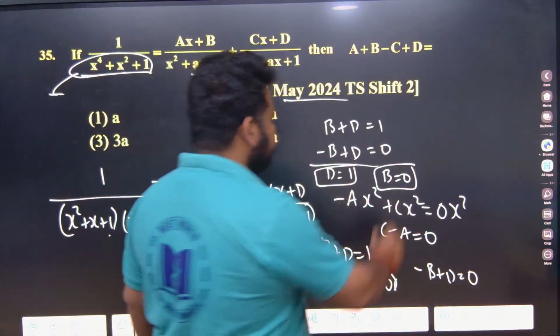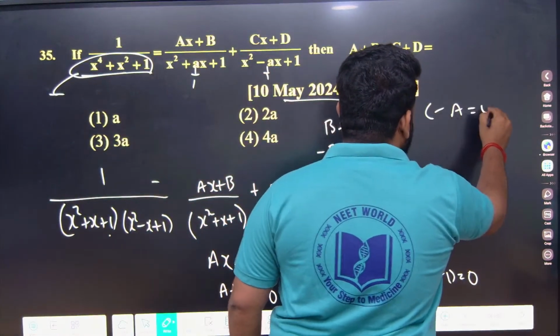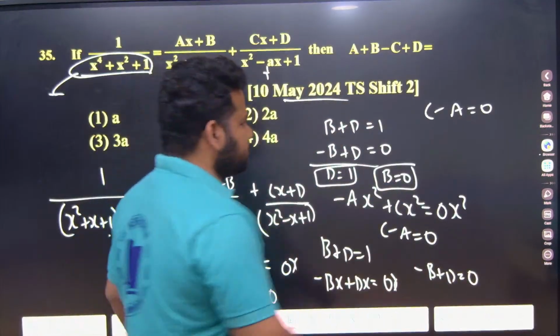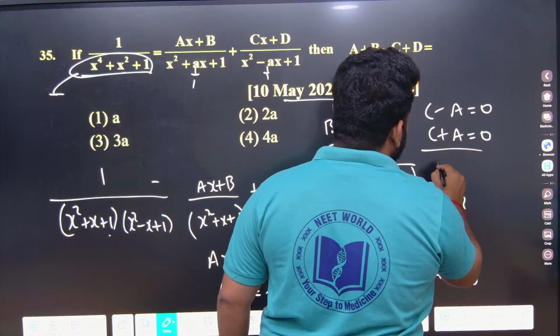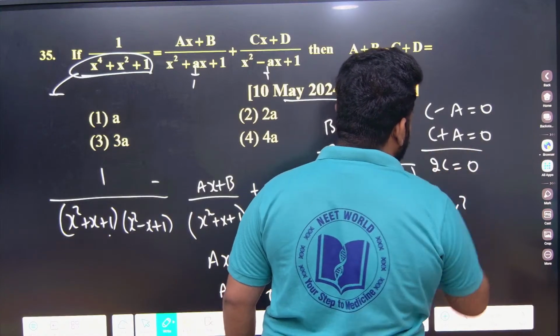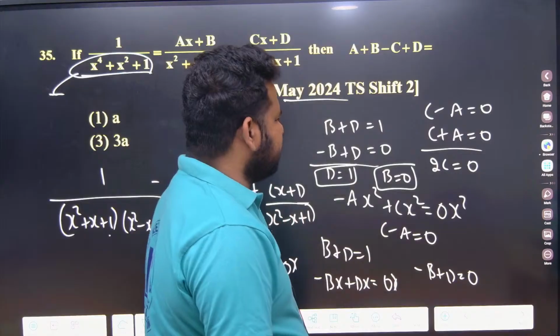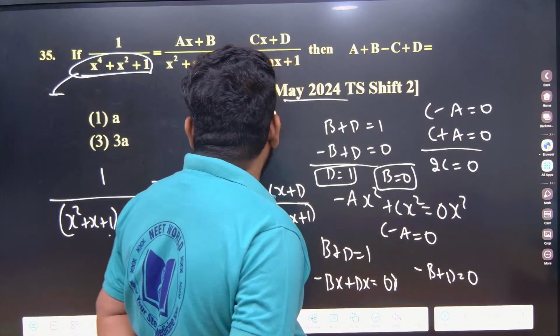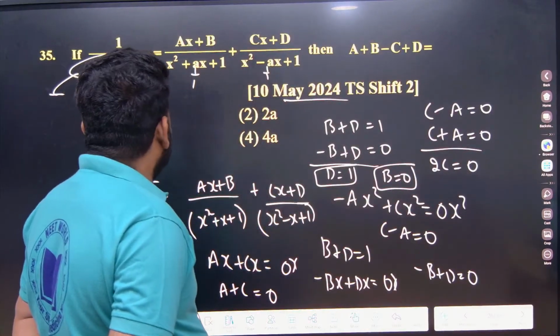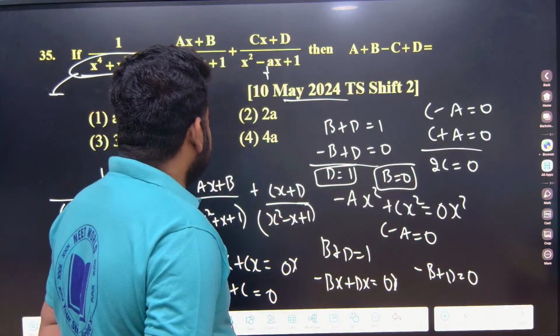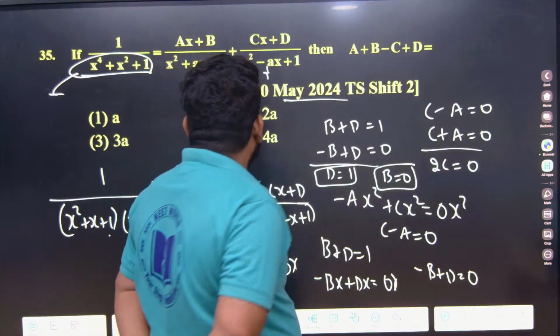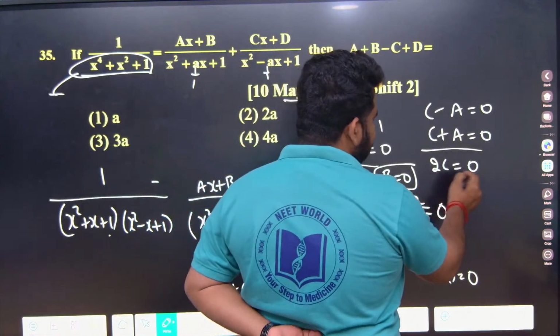Now I have c minus a is equal to 0. A plus c is equal to 0, means c plus a is also equal to 0. On solving this, what will I have? So 2c is equal to 0. So 2c will be equal to what?